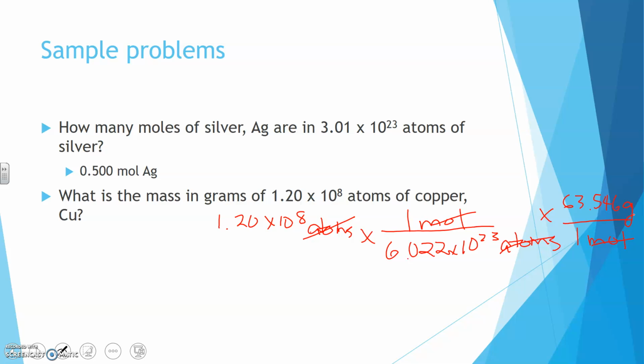63.546. So at this point, you have it set up where all of your units will cancel until you get grams. So now you can just do the calculation straight across. So you have 1.20 times 10 to the 8th divided by 6.022 times 10 to the 23rd, and then multiplied by 63.546. And that will give you 1.27 times 10 to the negative 14th grams of copper. So not a whole lot of copper. Very, very small amount.